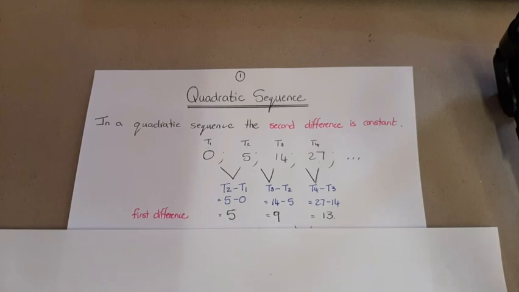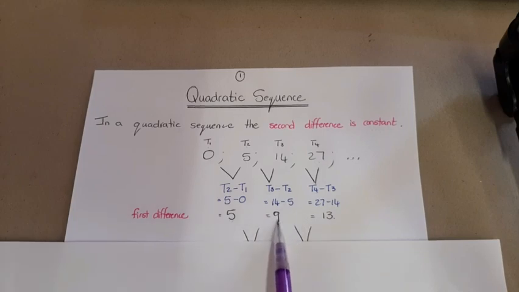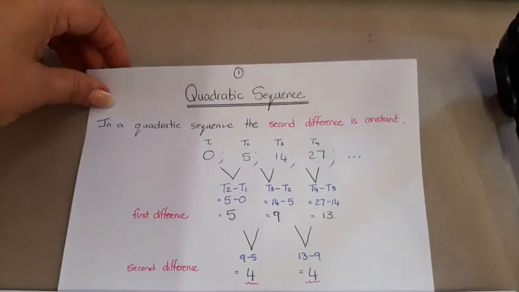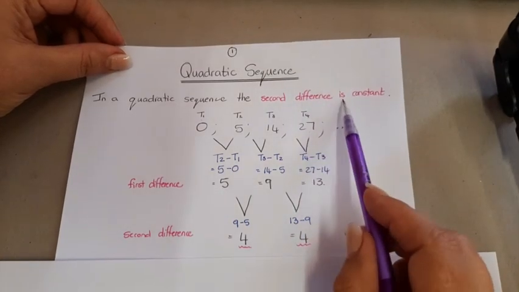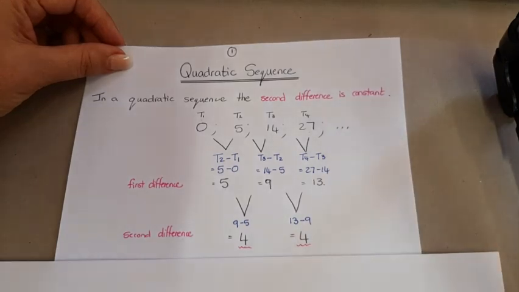To get the second difference, we follow the same pattern. We say 9 minus 5 is 4, and 13 minus 9 is 4. This will give us our second difference. Now you can see that the second differences are all the same, and that is where we say the second difference is constant. They don't change.